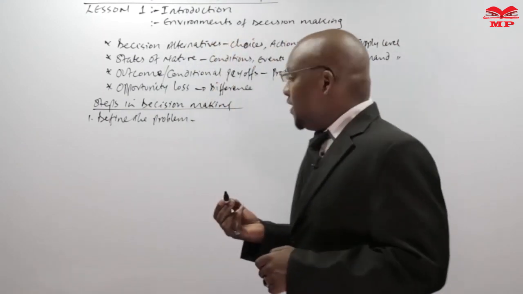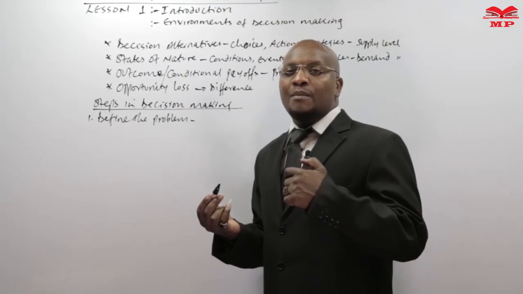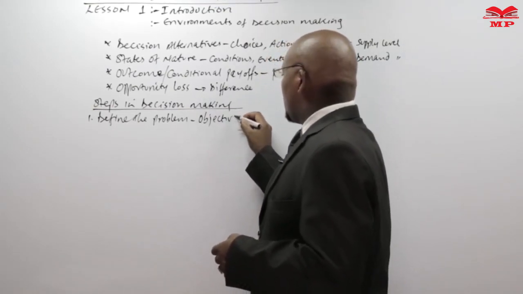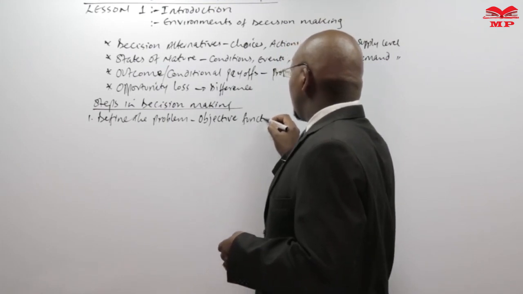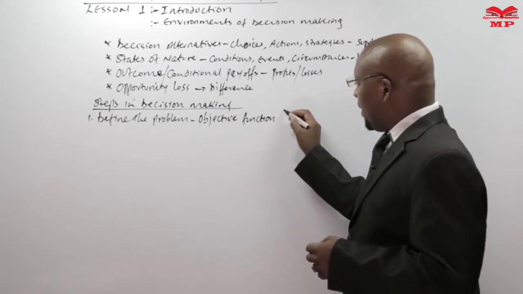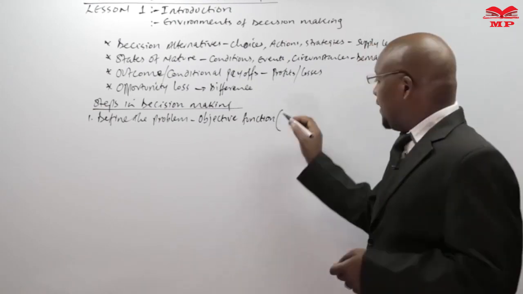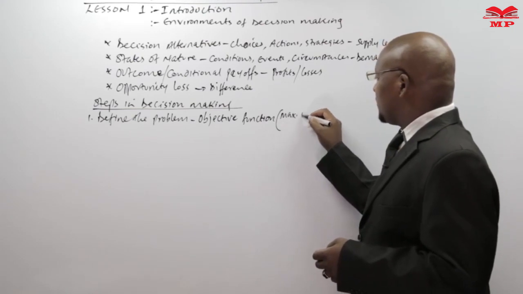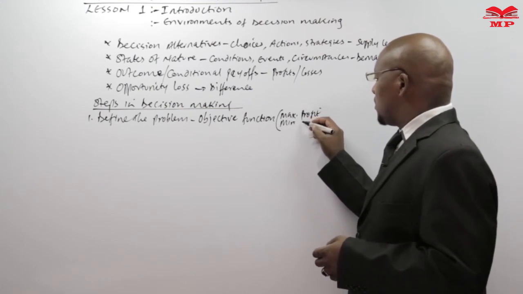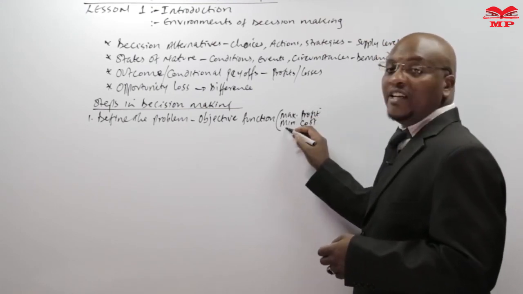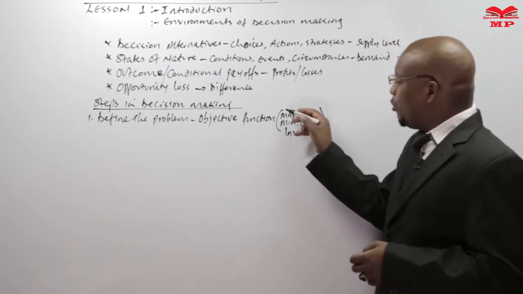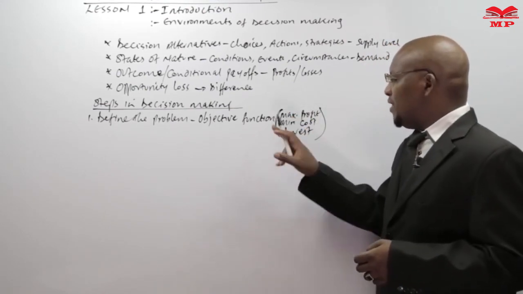Now, this involves defining the problem and maybe modeling it in an objective function. For example, we can say our problem is to maximize profit, or to minimize cost, or to invest. These are some of the problems we may be having in a company or as a decision maker.